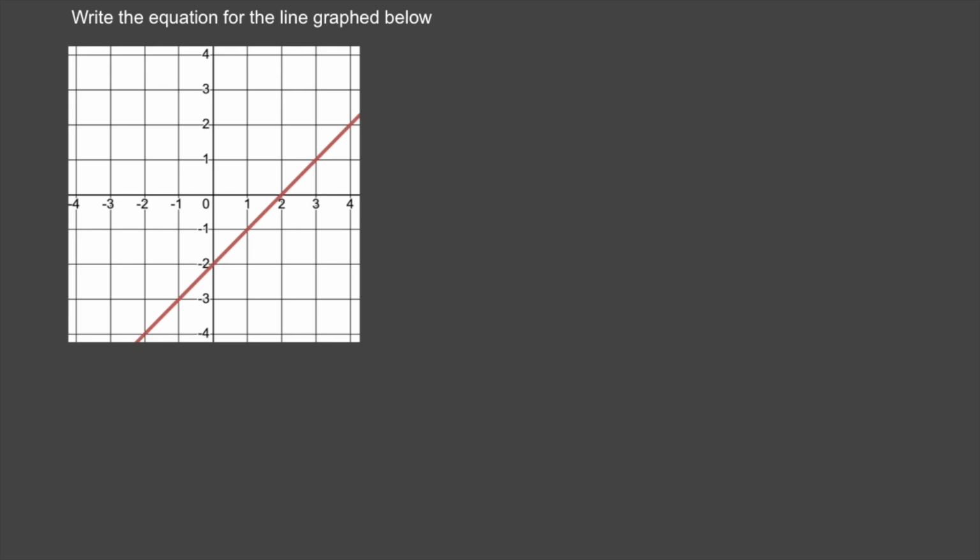Okay, in this example, we're going to be writing the equation for the line graph below. This is a linear equation, so we're going to be using the slope-intercept form of a linear equation to help us write the equation. So y equals mx plus b.